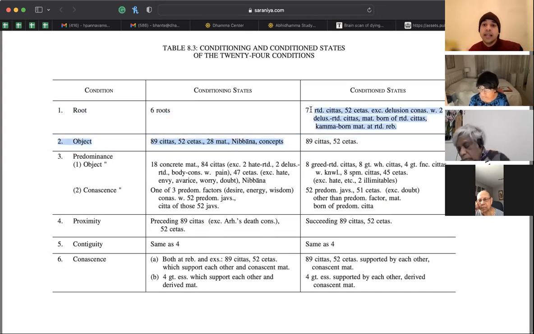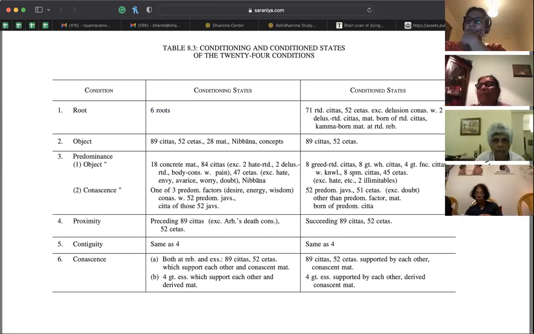Does anyone have any questions with regards to this first one, root condition? I feel like it's a bit overwhelming with the faces. Is it? Okay, let's do root condition again.